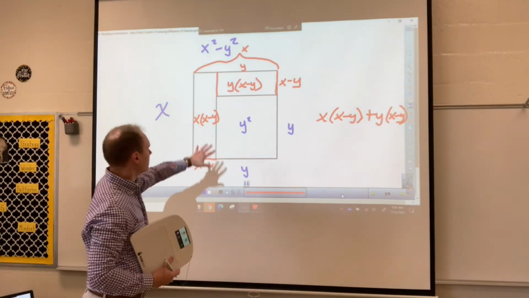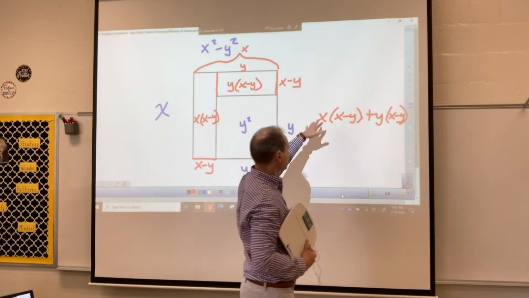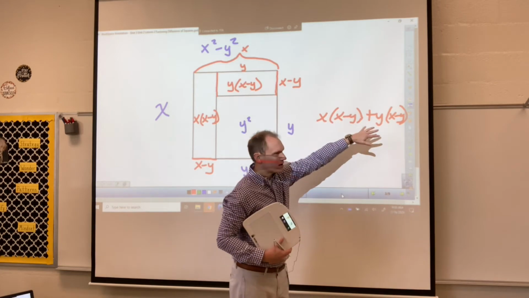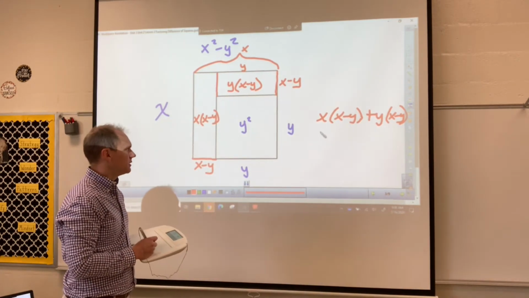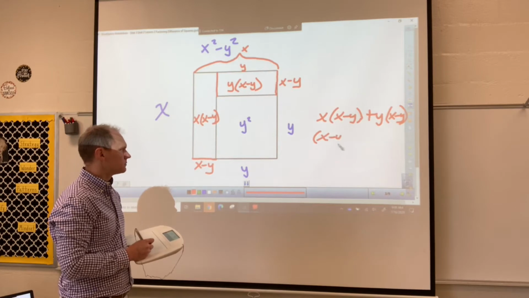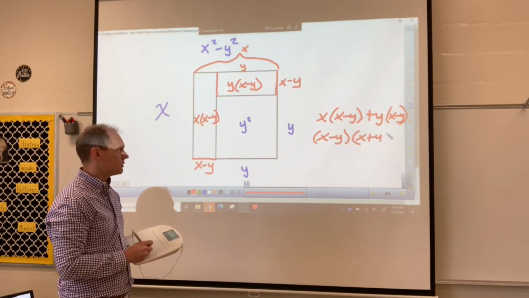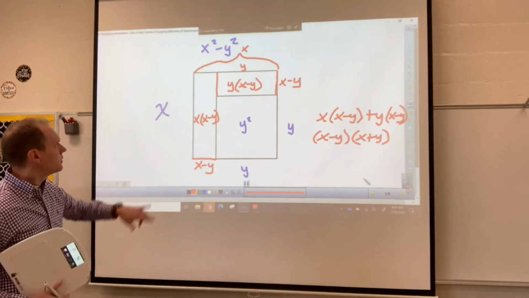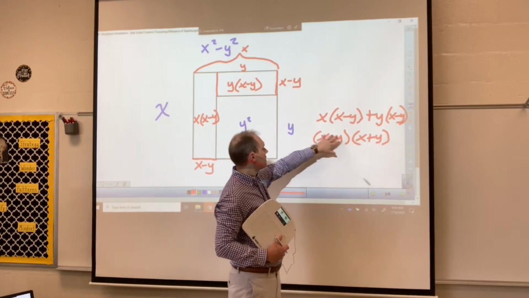So again, using this area model can help us understand what results here, which is this, but what can we factor out of the whole thing? As we talked about in our last video, yeah, x minus y. And we're left with x plus y. So the difference of two squares ends up being x plus y and x minus y.